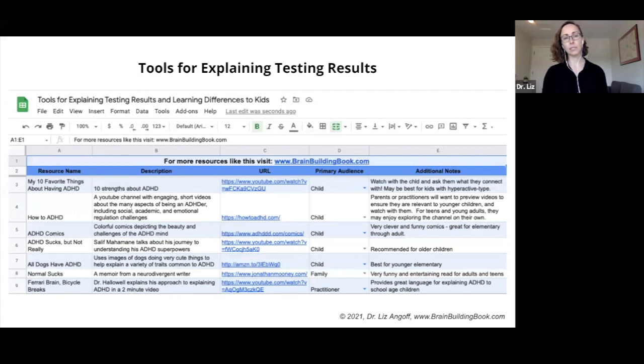So learning that this is common enough for some people to have written about it and made videos about it, and that there's a list of famous people out there with this same pattern, with this same kind of brain, is really, really helpful. So I put together this tools for explaining testing results. This is actually a spreadsheet with multiple tabs. I have pulled up the ADHD tab because we were just talking about ADHD.